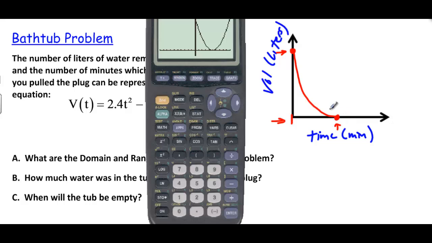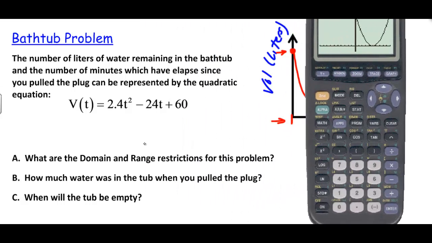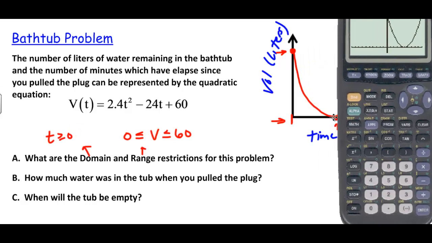So if we want to talk about our range and our domain, the range is a little bit easier. The range is our y, our volume. Well, we know that our volume, I'm just going to put a v for volume, has to be greater than or equal to 0 and less than or equal to 60, because that's right here, our y-intercept. Our domain is our time, and we know that time can't be negative. Now, even though we stopped here, I don't know what this answer is yet, so I can't put anything there, but I definitely know that time can't be negative.